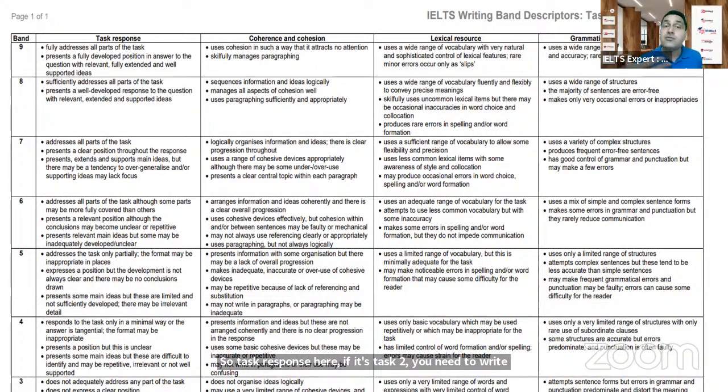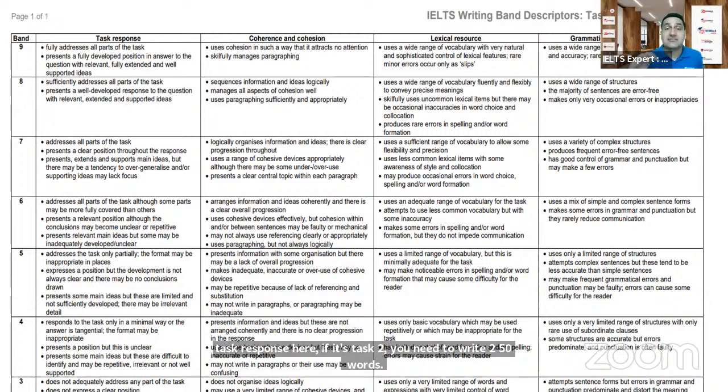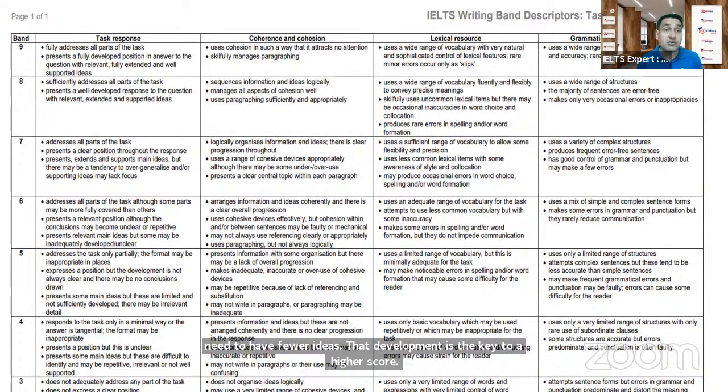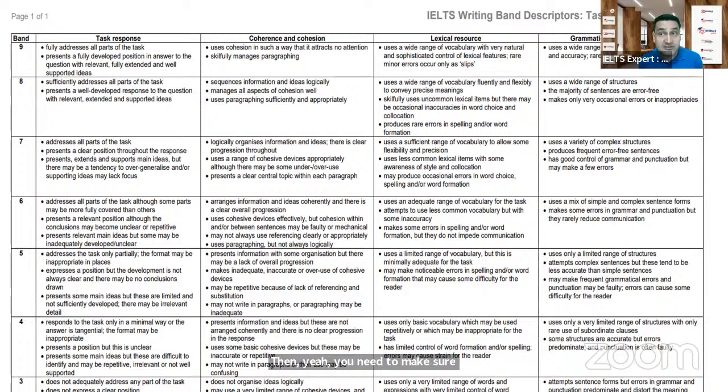Then you need to have fewer ideas. It's not that if it's advantage, disadvantage, I would write 10 advantages and 10 disadvantages. You need to have fewer ideas. The development is the key to a higher score. Then you need to make sure that you are not going off the topic. It's a very common mistake that a student would write something that is not even asked. So 250 words if it's task 2, 150 words if it's task 1. Then having fewer ideas but developing those ideas, then not going off the topic.